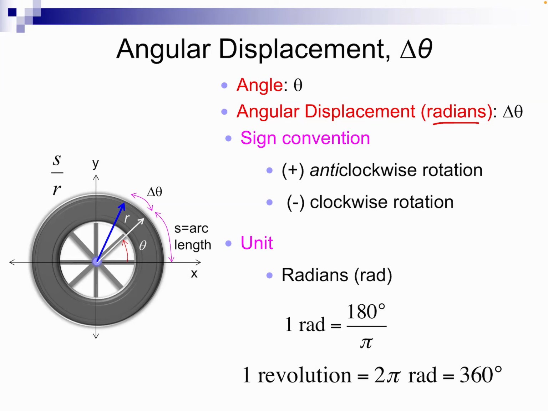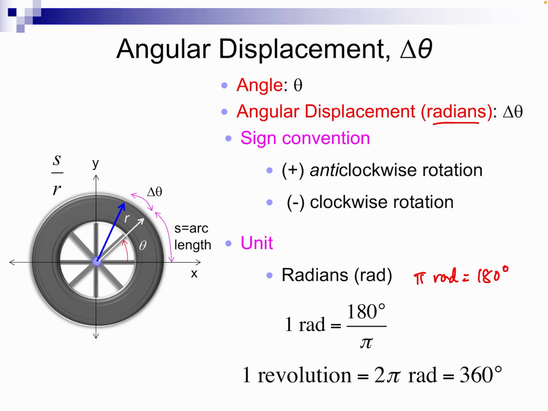We can convert radians to degrees using the relationship where pi radians is equal to 180 degrees, or 2 pi radians equals 360 degrees. And so 1 radian equals 180 over pi degrees. So this will be the conversion factor between radians and degrees. 1 revolution is, of course, 360 degrees or 2 pi radians.